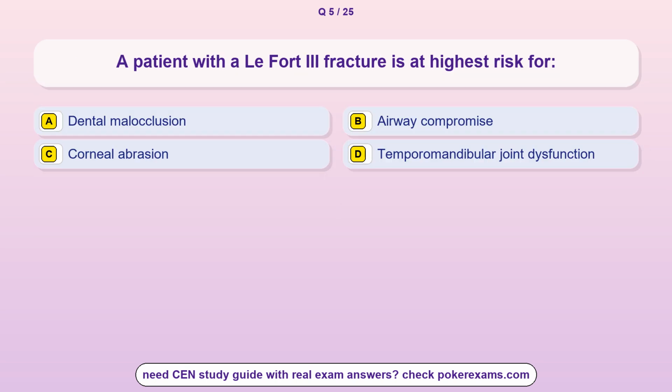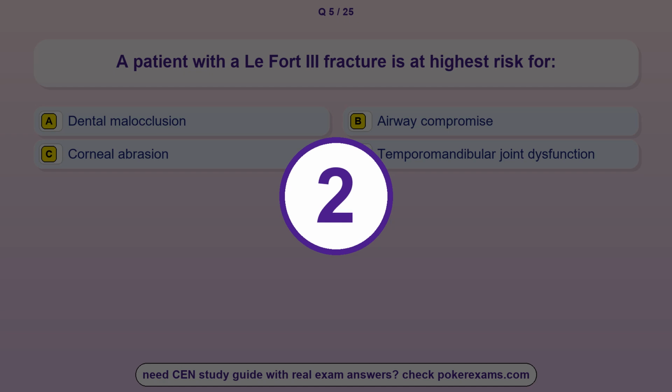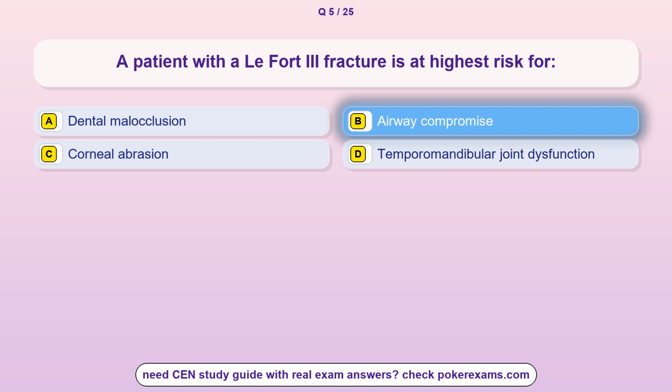Question 5. A patient with a Le Fort 3 fracture is at highest risk for: Option A, dental malocclusion. Option B, airway compromise. Option C, corneal abrasion. Option D, temporomandibular joint dysfunction. The correct answer is option B, airway compromise.